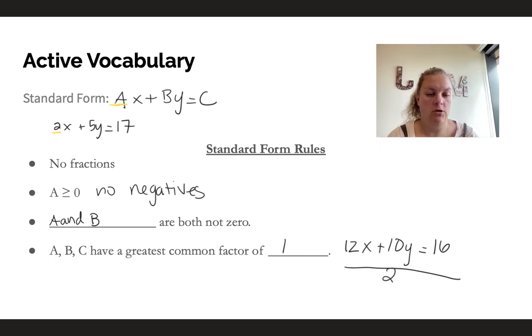Otherwise, you change the values of our equation. I'll show you that what we found here, 12x plus 10y equals 16, and if we divide everything by 2, 6x plus 5y equals 8, these are equivalent. They are the same thing, but standard form says that I have to divide out the common factor.